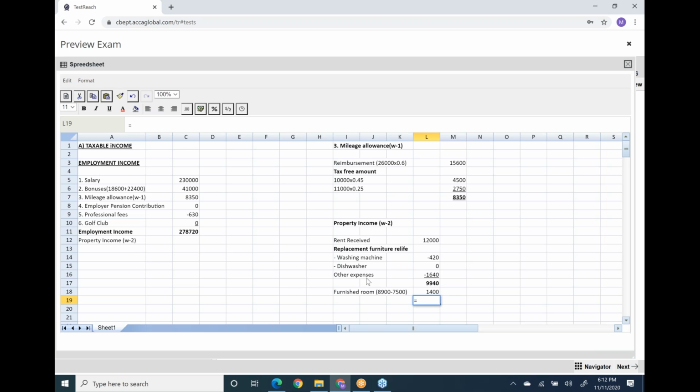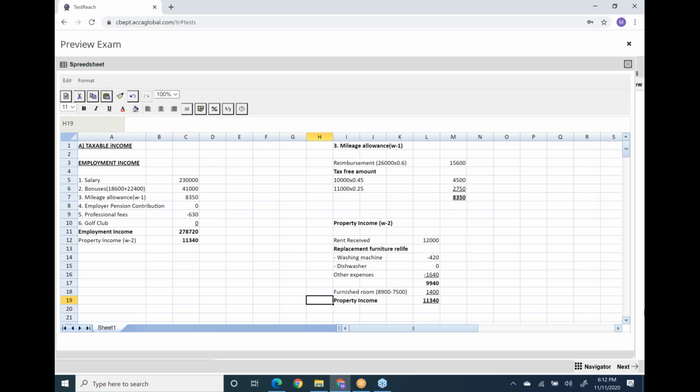Okay, so your total final property taxable income is 11,340. Now this property income will be taken to the main format. Just pick that cell and you can connect it.